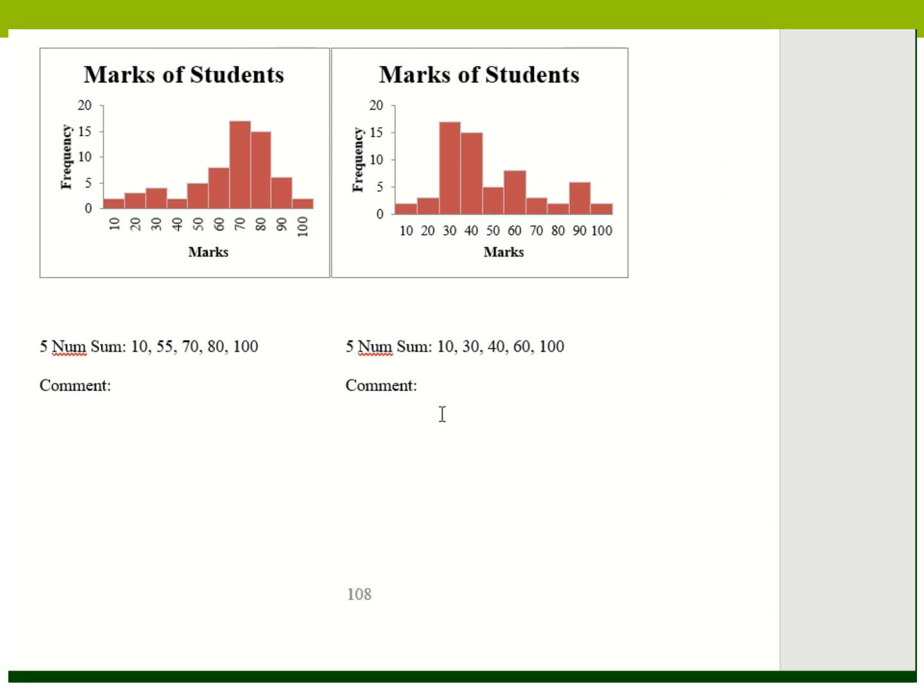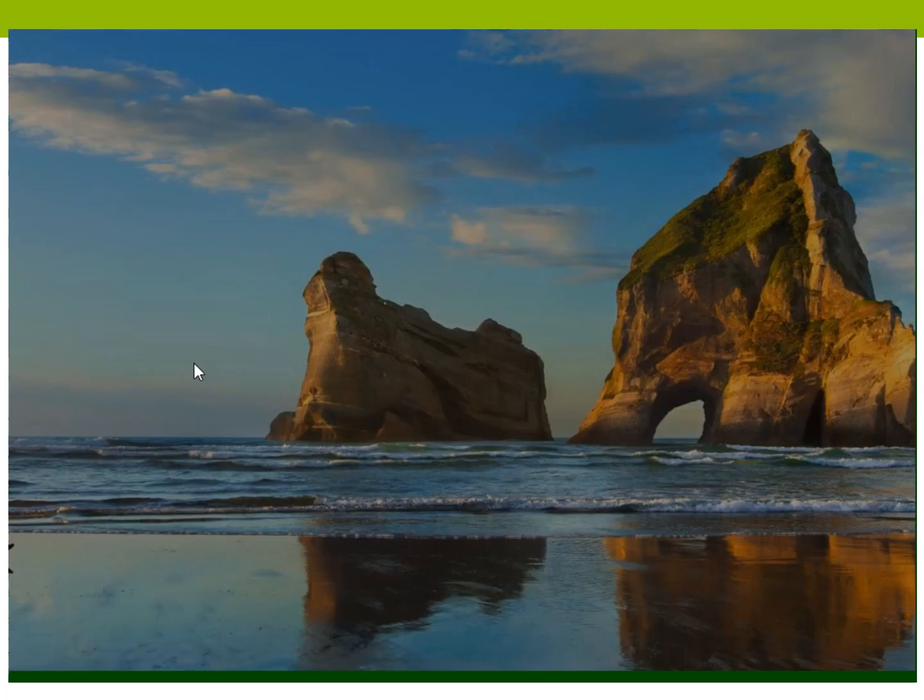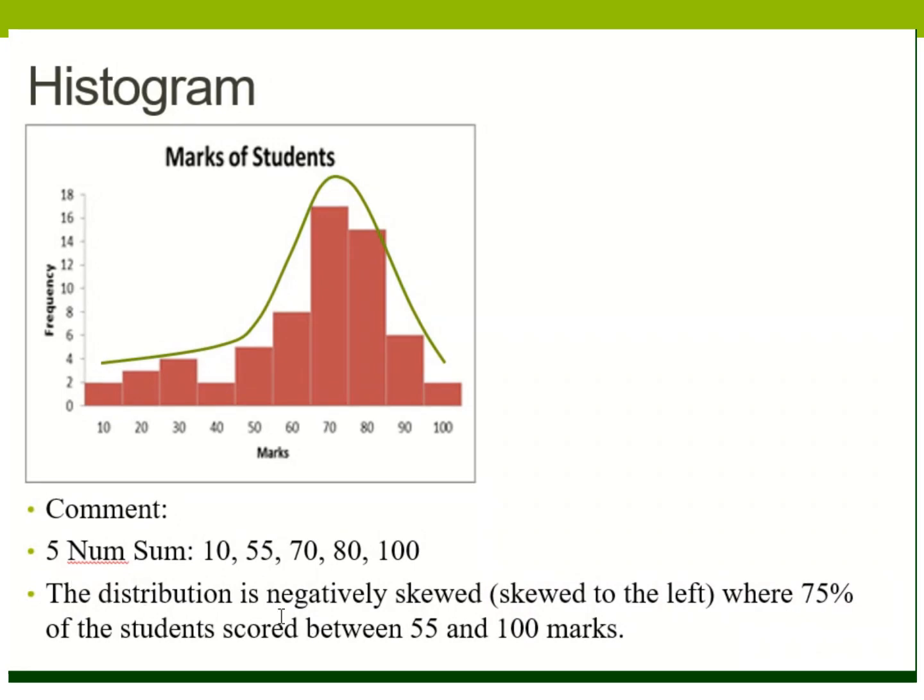So you're going to comment for me. They've given you the 5-number summary here, all right? All you need to do is just comment. So you draw a curve and you see, oh, distribution is negatively skewed or skewed to the left. All right, why? Because most of your data is here. You want to correct it, you need to move it to the left. You want to correct your data, you need to reduce the value. Therefore, you call it negatively skewed. Where 75% of the data scored from Q1 to maximum, 55 to 100.